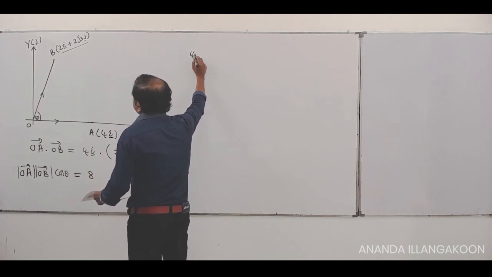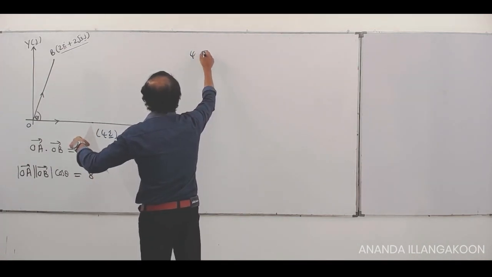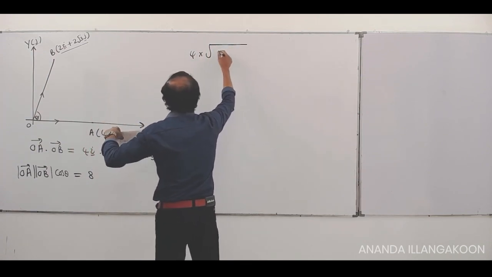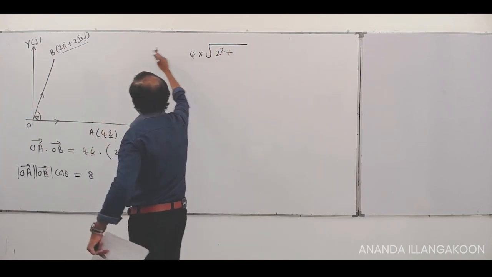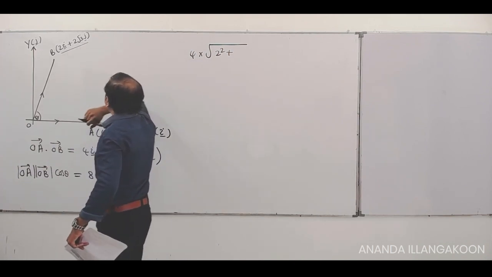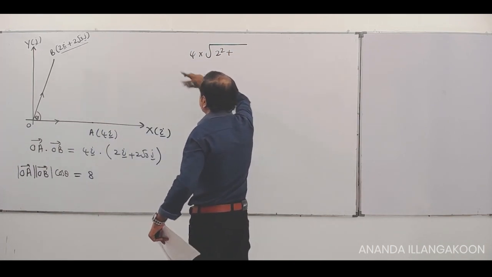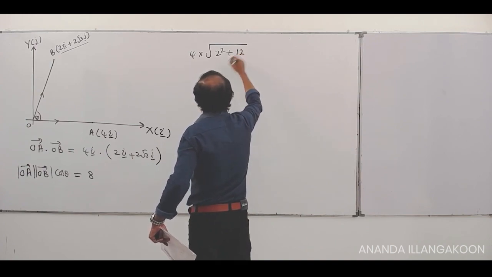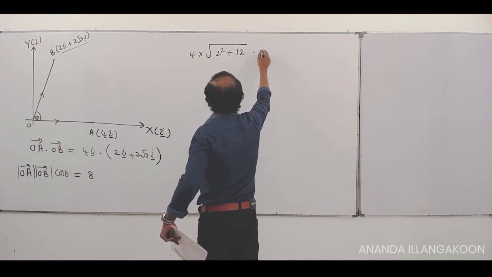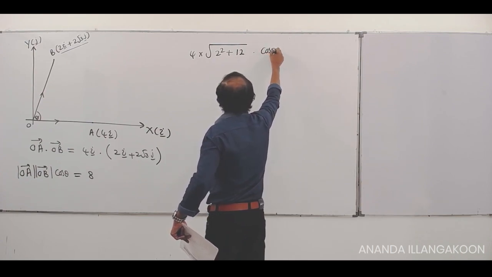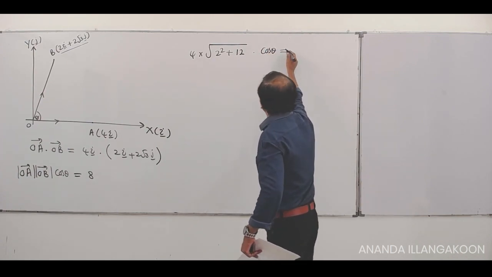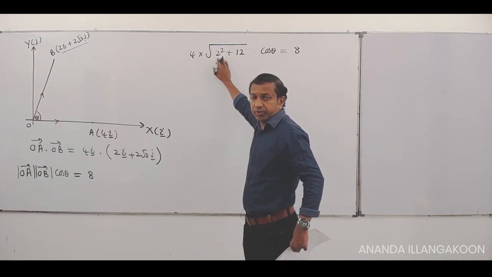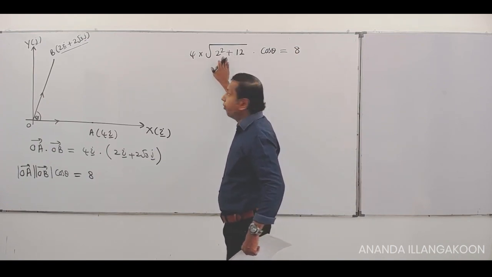OB modulus is the square root of 2 squared plus the square of this root 3. 2 squared is 4, no? Root 3 squared is 3. Into cos theta equals the right hand side, 8. 12 plus 4 is 16. Root of 16 is 4.